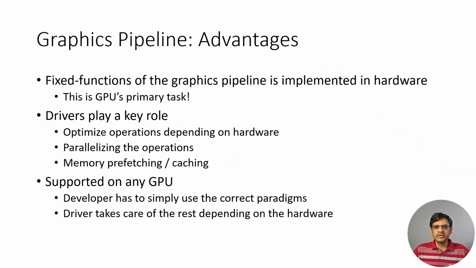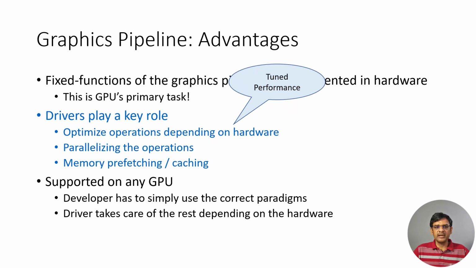There are several advantages to using this graphics pipeline since the hardware is optimized to perform these tasks efficiently. Mainly, the fixed functions of the pipeline are implemented in hardware. This is a primary task of a GPU, and the drivers play a key role in optimizing the operations depending on the hardware. It also performs any memory prefetching, caching as necessary, and appropriately schedules the parallel threads. In a sense, the developer can expect automatically tuned performance and need not consider low-level details of the hardware. Furthermore, the graphics pipeline is supported on all GPU hardware and is therefore portable across hardware vendors.